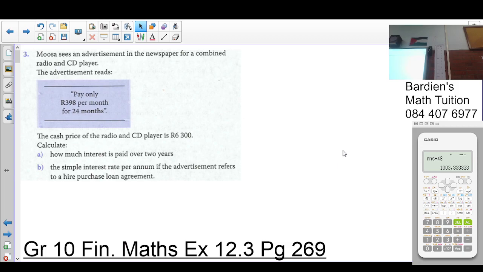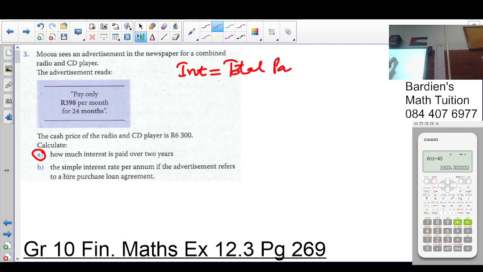So here in number 3 we are told Musa sees an advertisement in the newspaper for a combined radio and CD player. The advertisement reads, pay only 398 rand per month for 24 months. The cash price of the radio is 6,300 rand. Calculate how much interest is paid over the 2 years. So the interest paid over the 2 years is going to be the total amount paid minus the cash price.